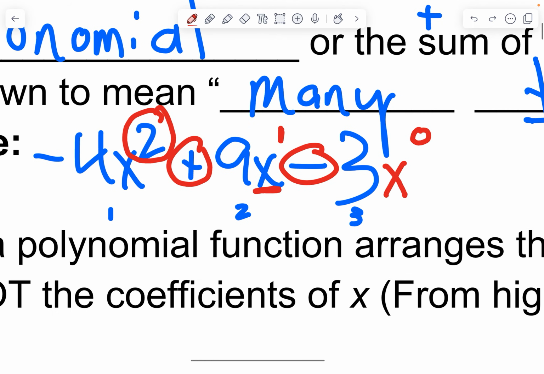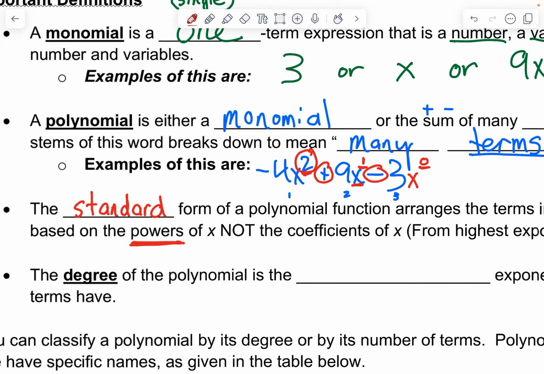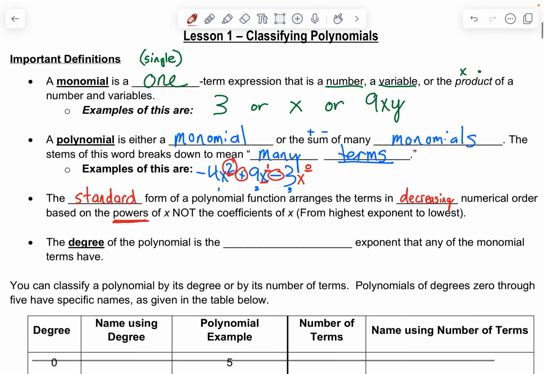Okay, but look, this is why it's in standard form, because you go from 2 to 1 to none. So your exponents, your powers, are in decreasing numerical order when you are in standard form.